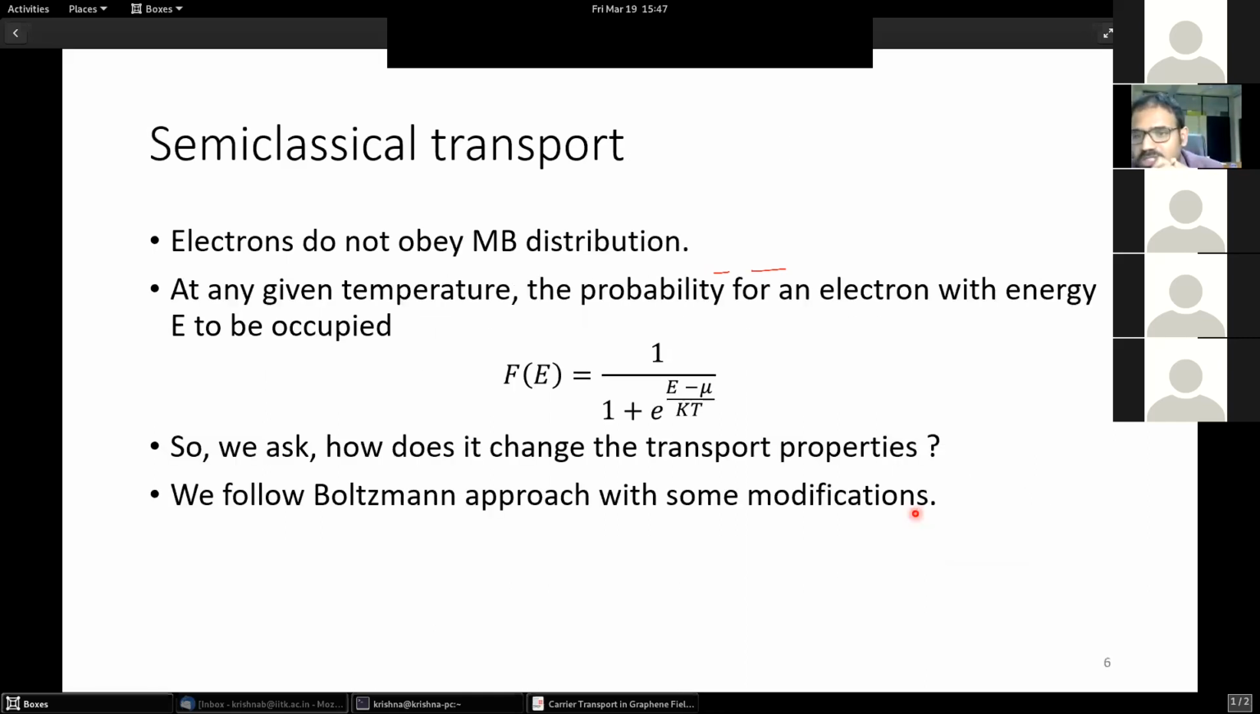So we go to what is called semi-classical transport, where we assume that the electrons do not obey Maxwell-Boltzmann distribution. The energy and the velocities of electrons are not classically determined. There are certain conditions at which the electrons can occupy, given a particular density of states. There is a particular function called the Fermi-Dirac distribution, which tells you what energy level will be occupied and what will not be occupied. This comes about because of what is commonly called the Pauli exclusion principle.